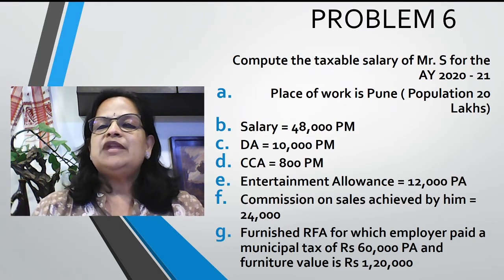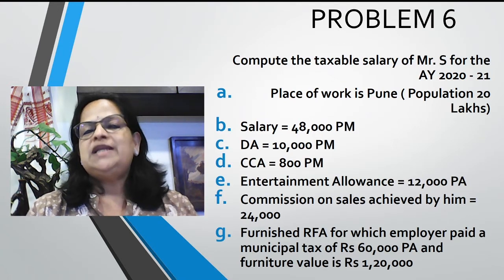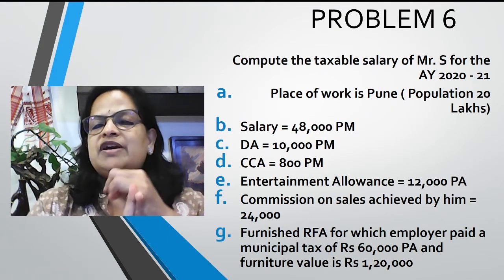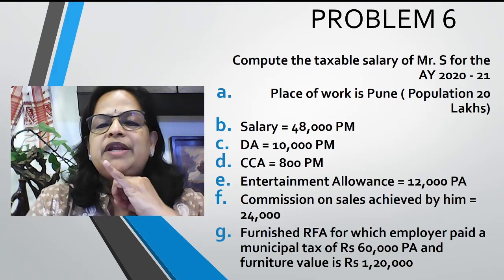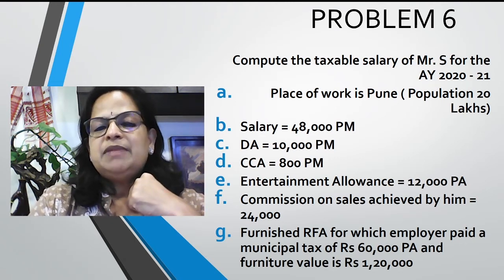Compute taxable salary of Mr. S for the assessment year 2021. Place of work is Pune and population is 20 lakhs. So one hint here itself you are getting, either RFA computation or HRA computation will be there. Salary is 48,000 per month. DA is 10,000 per month. City compensatory allowance 800 per month.